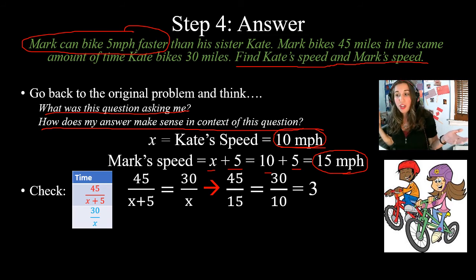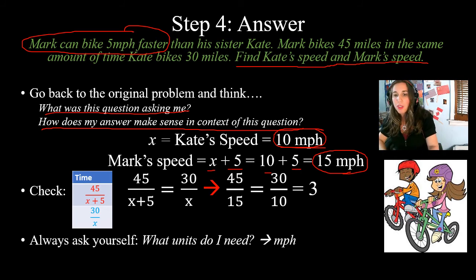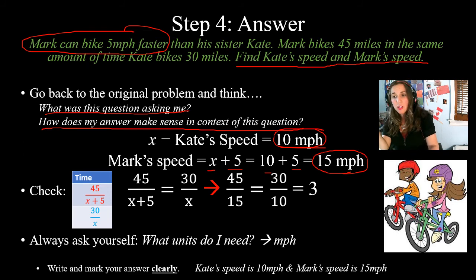So they're both gonna go biking for 3 hours. Mark will go 45 miles because he can bike 5 miles an hour faster, and Kate will go 30 because she bikes 5 miles an hour slower. So this is a pretty reasonable answer. So it does make sense in context of the problem. So now always ask yourself, what units do I need? We knew we needed miles per hour. Write and mark your answer clearly. You guys know I prefer to write it as a sentence. So I wrote Kate's speed is 10 miles an hour and Mark's speed is 15 miles an hour, and then circle it, okay?